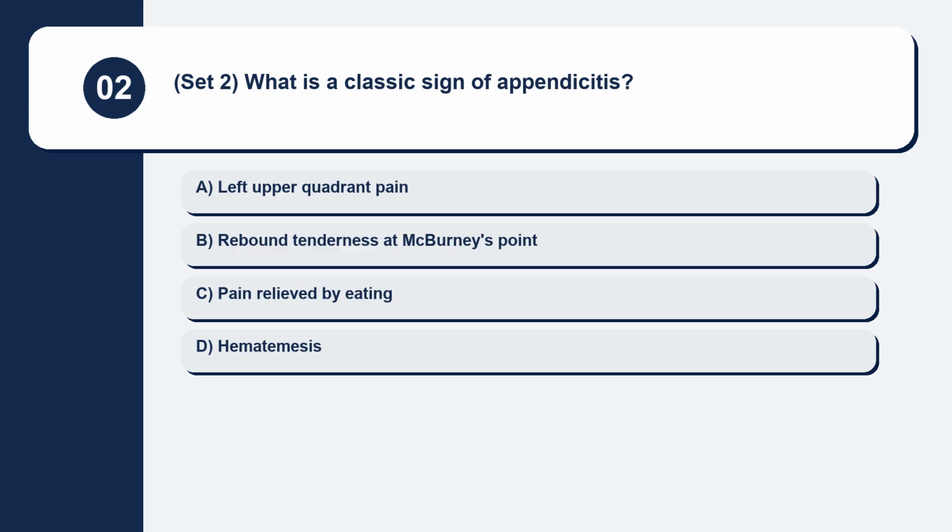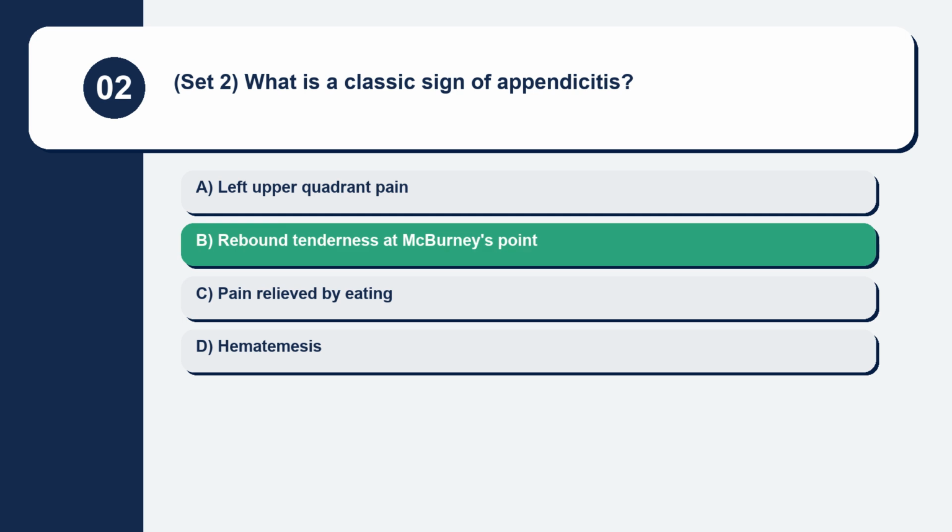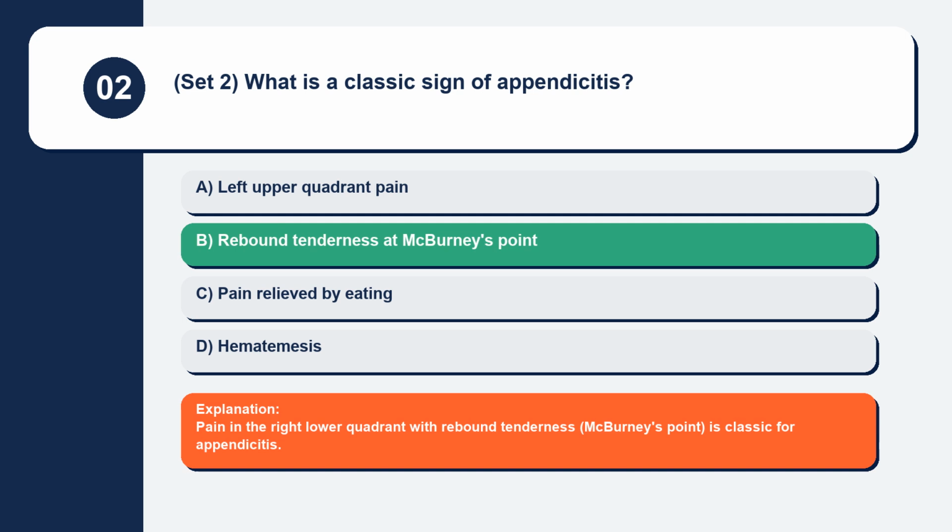Question 2. Set 2. What is a classic sign of appendicitis? Left upper quadrant pain, rebound tenderness at McBurney's point, pain relieved by eating, hematemesis. Pain in the right lower quadrant with rebound tenderness, McBurney's point, is classic for appendicitis.